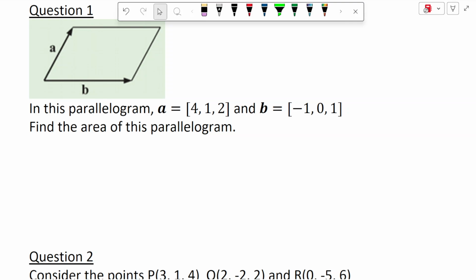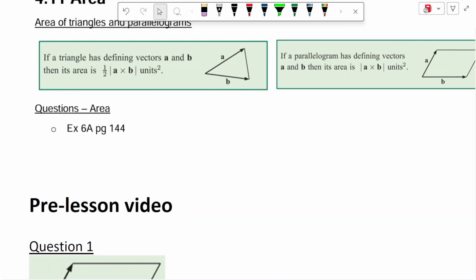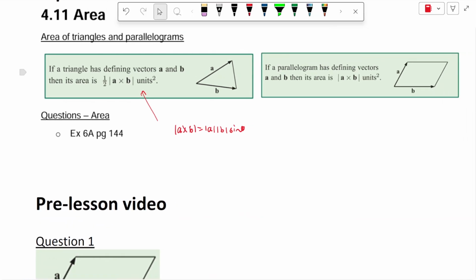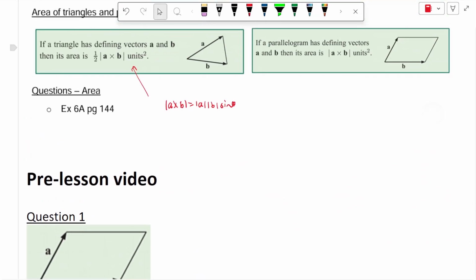In this video, we've got the area of parallelograms and triangles using the cross product. Hopefully this is a nice cruisy one. If you want, you can actually think about why this might be true, knowing that A cross B is AB sine theta from the last video. So you could try and do that as a little proof if you want. But all you do is you calculate the cross product and then you calculate the modulus, and that's pretty much it.